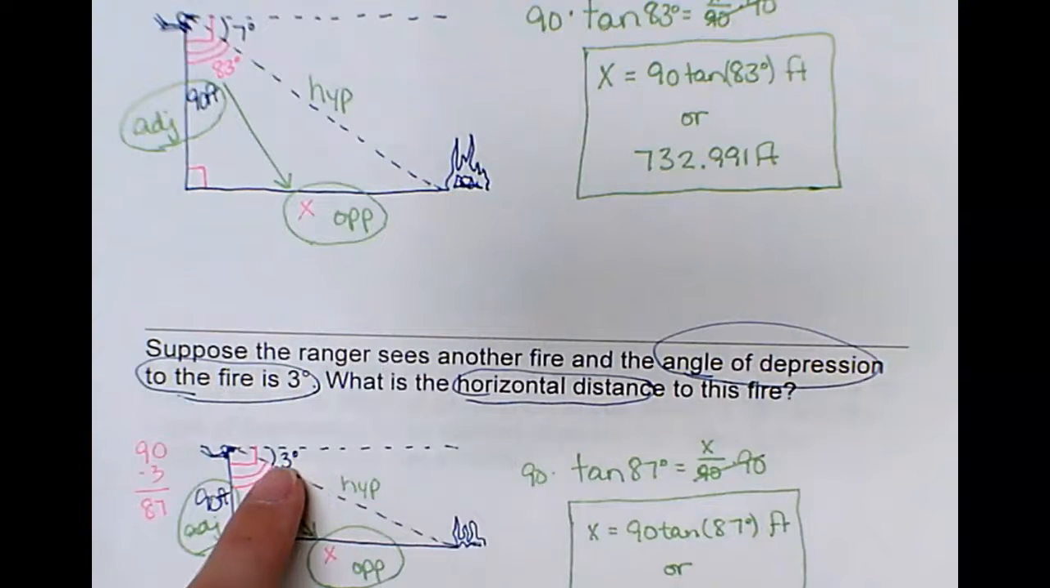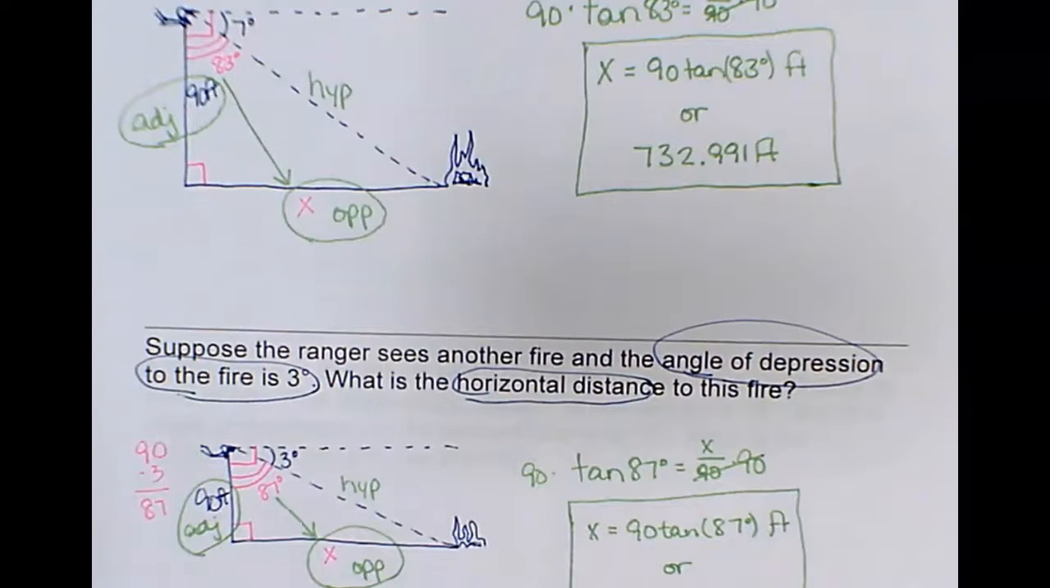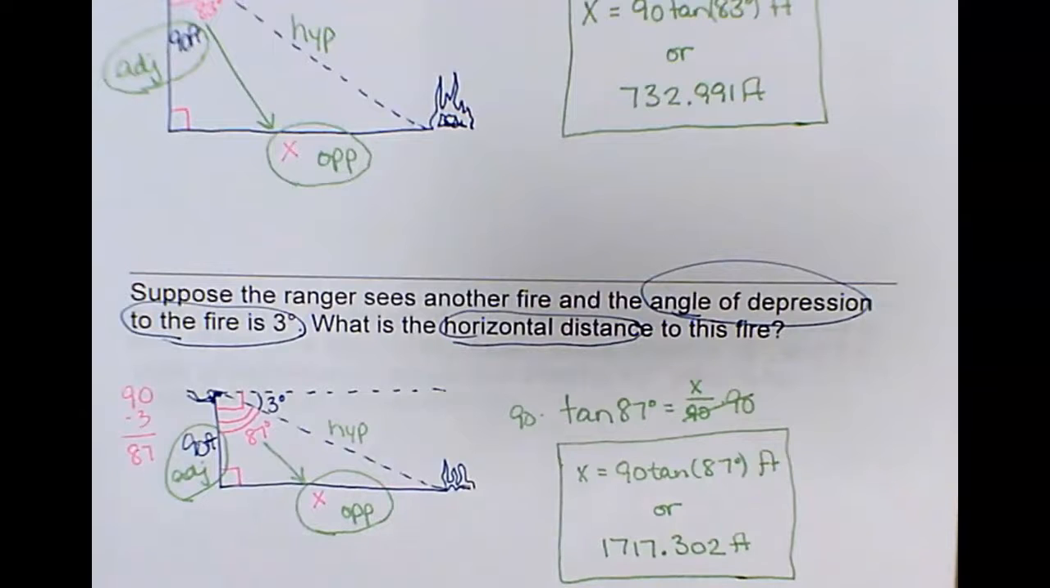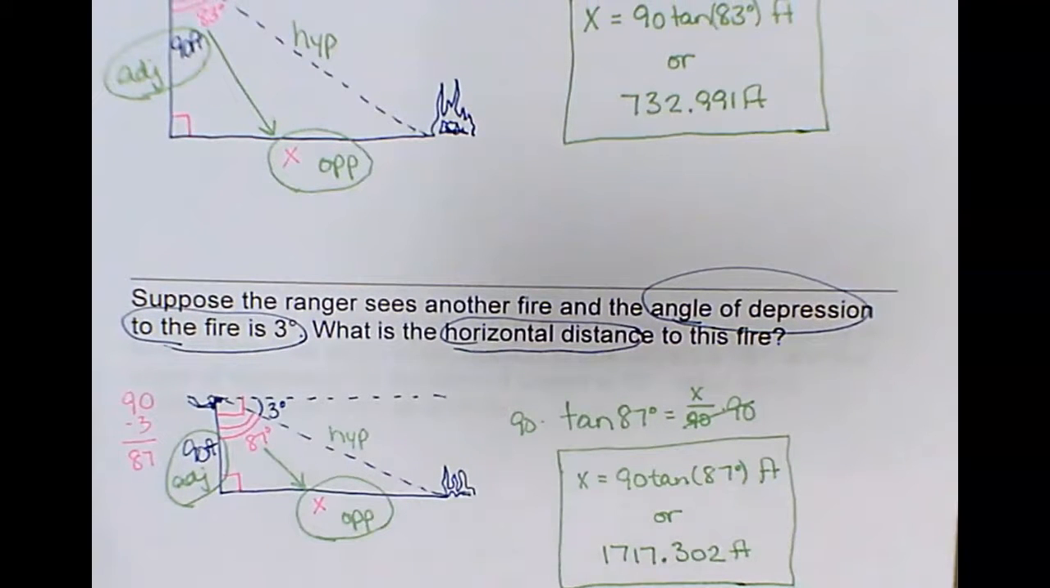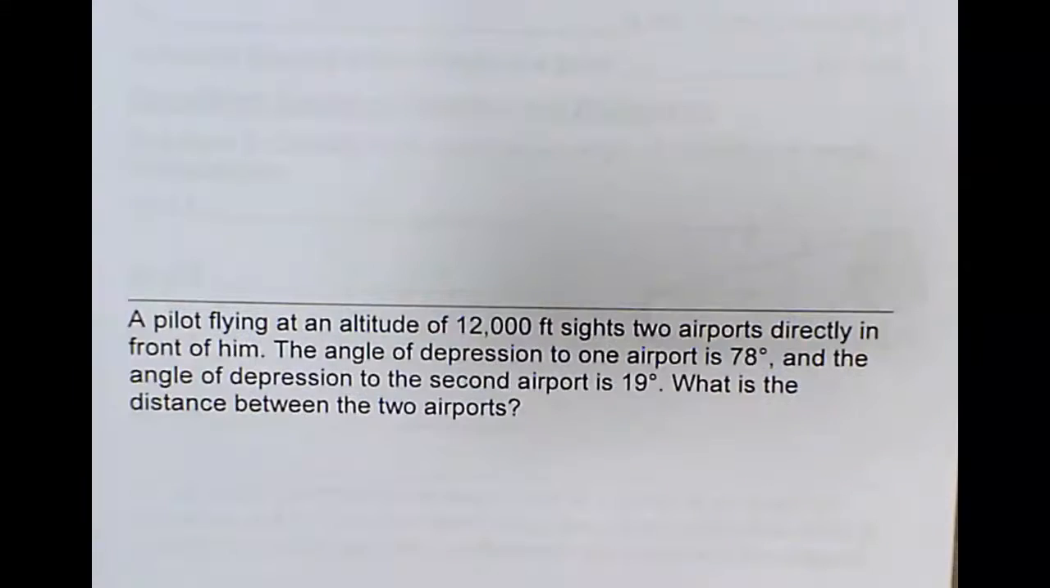This angle of depression was not as much. So that means that he's looking a little bit further than he was before. And that's good because our number is a little bit bigger than it was before. So that matches. That's reasonable. Let's look at our next problem.